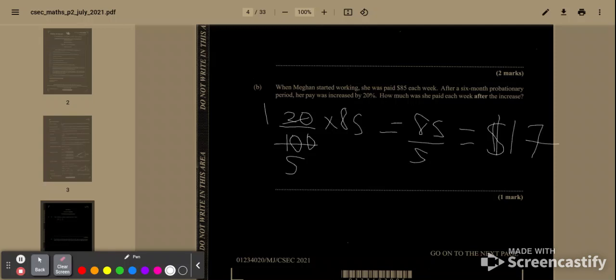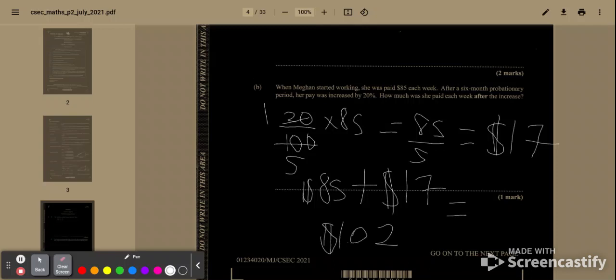But they want us to find her total pay, so what we should do is simply add the $17 to $85. $85 plus the $17 will give us $102. So that's the answer for this section.